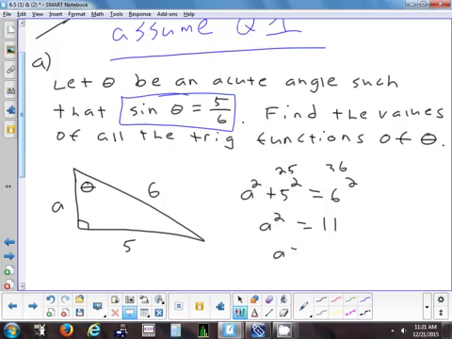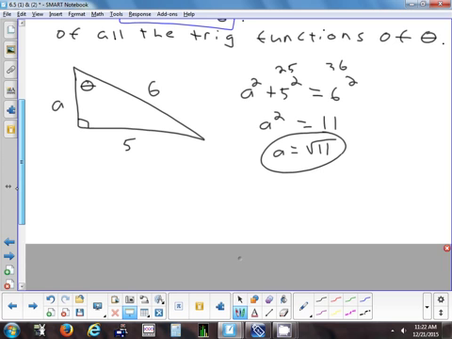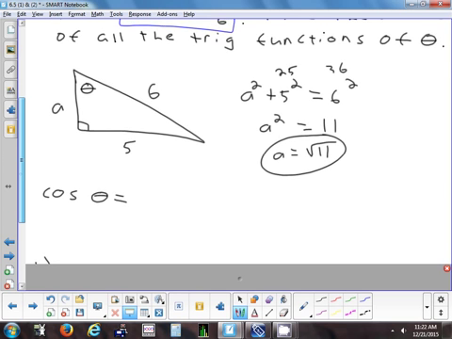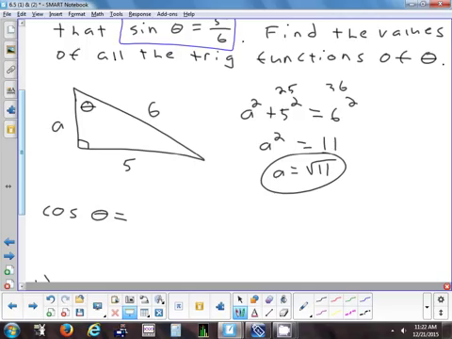So A is square root of 11. Now, depending on the type of problem, they may have you round it, they may have you leave it exact. Well, it just says find all trig functions, but let's do it exact. Okay, so we've got the sine. Let's find cosine. What's the cosine of theta? Yep, square root of 11 over 6.